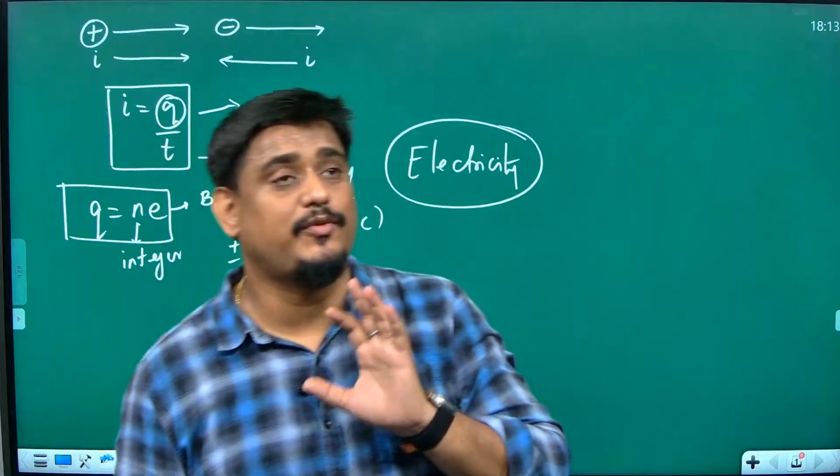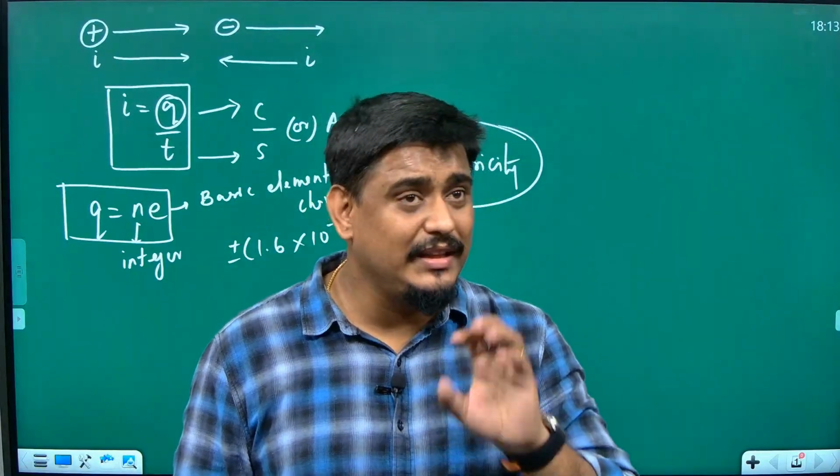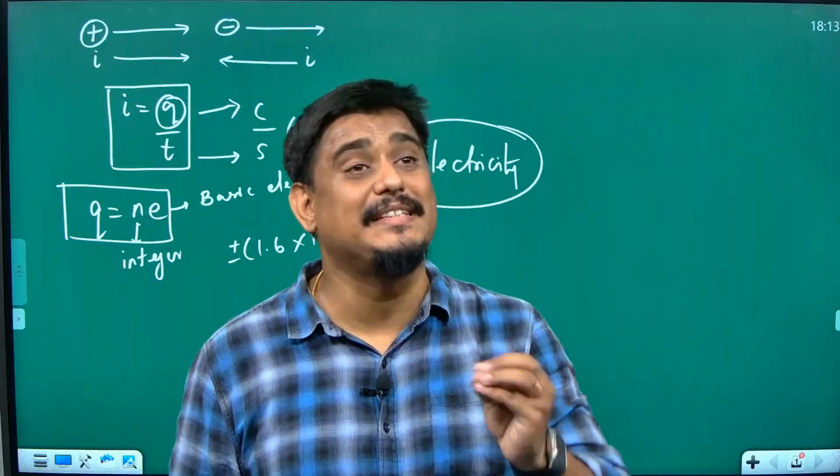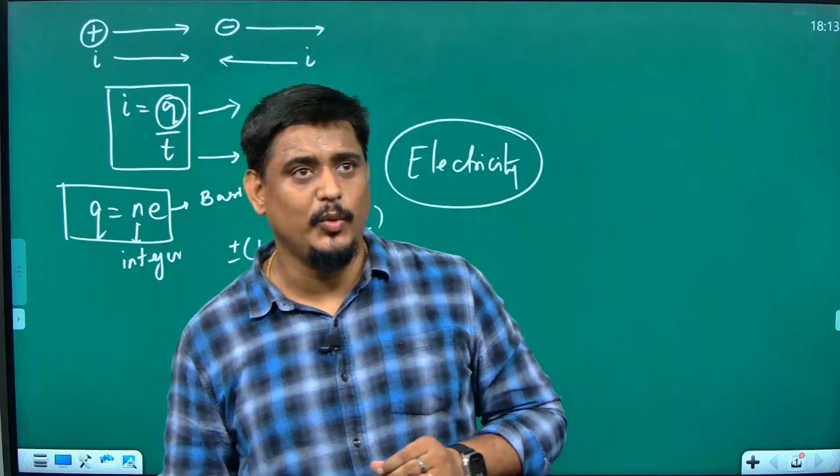First, the number of charged particles in an atom was found. Only then could we determine the basic elementary charge value by Millikan's oil drop experiment. You will learn that experiment here.